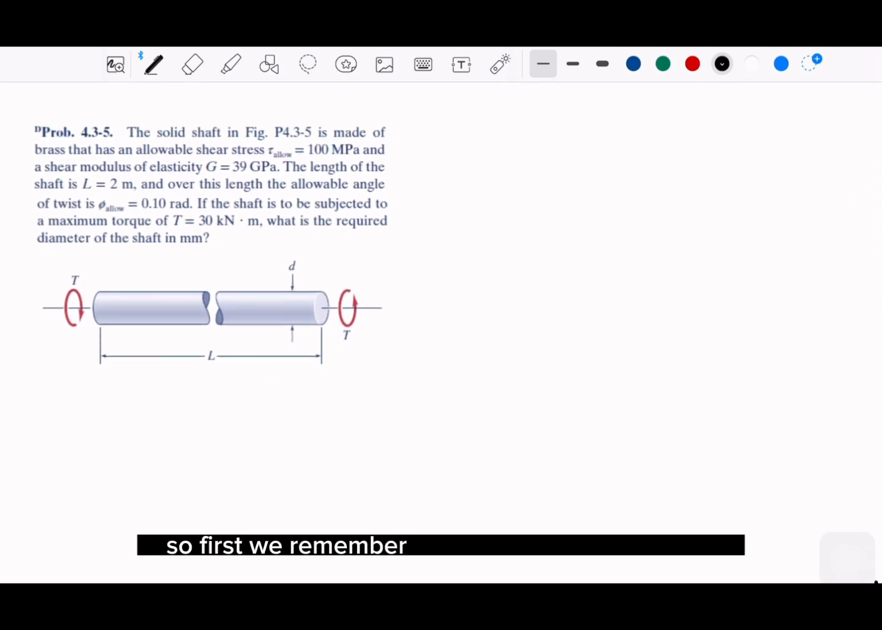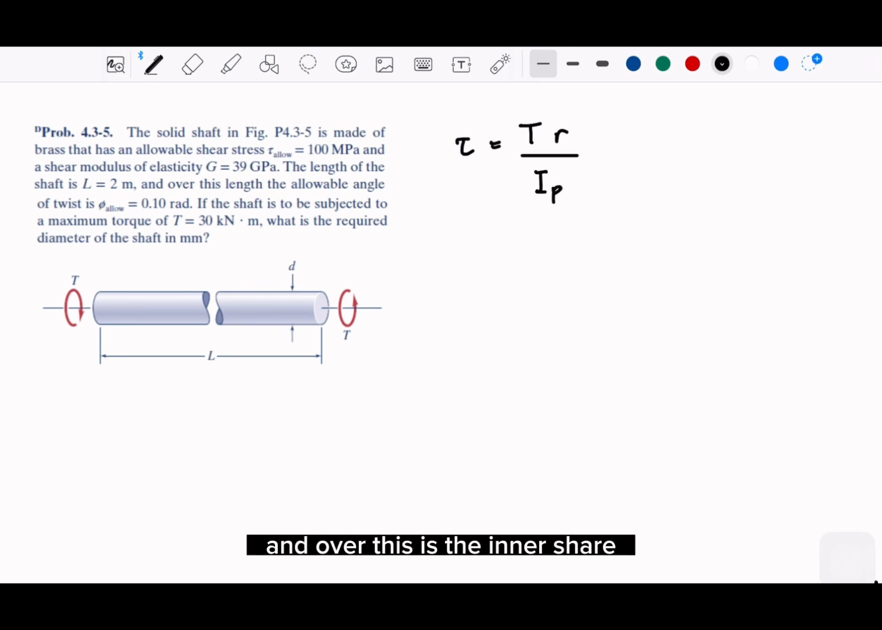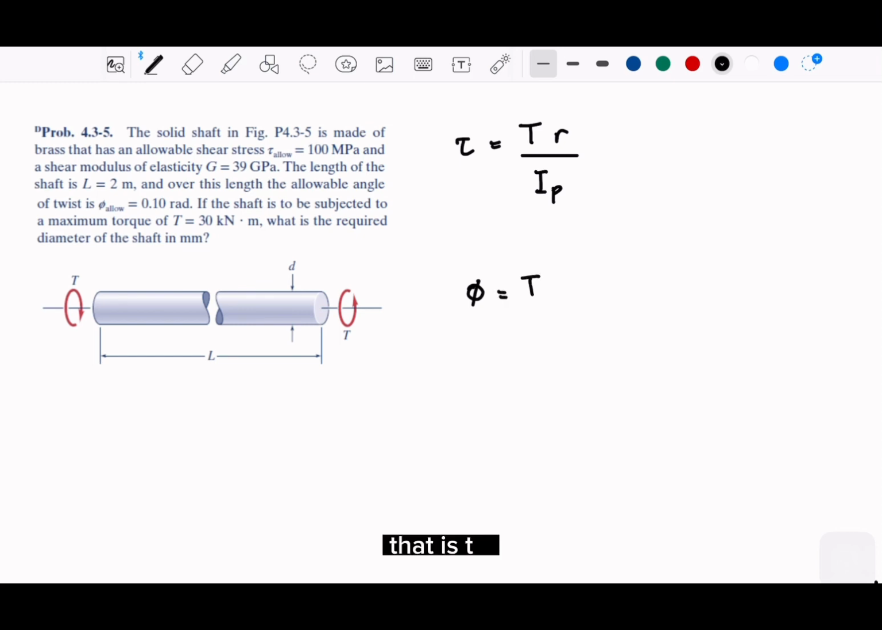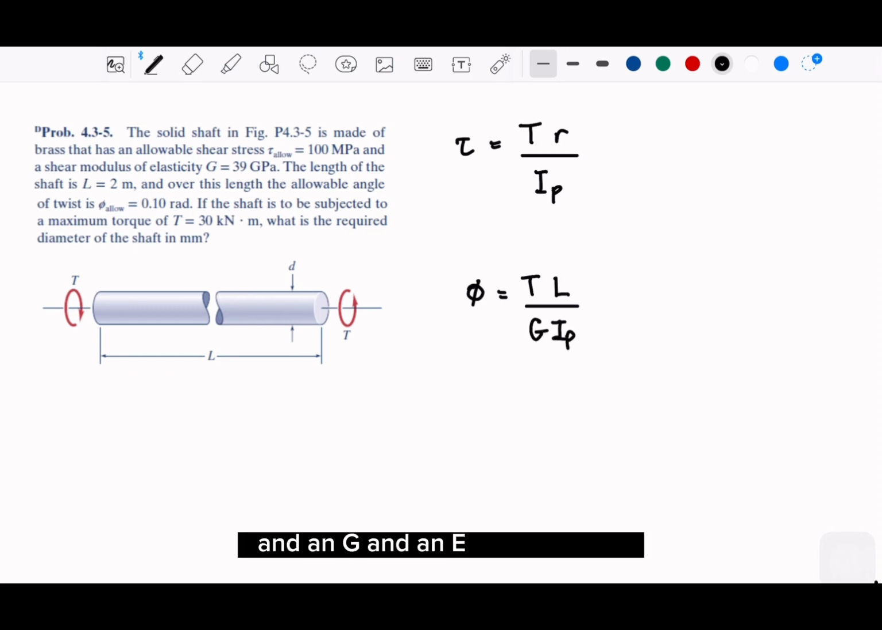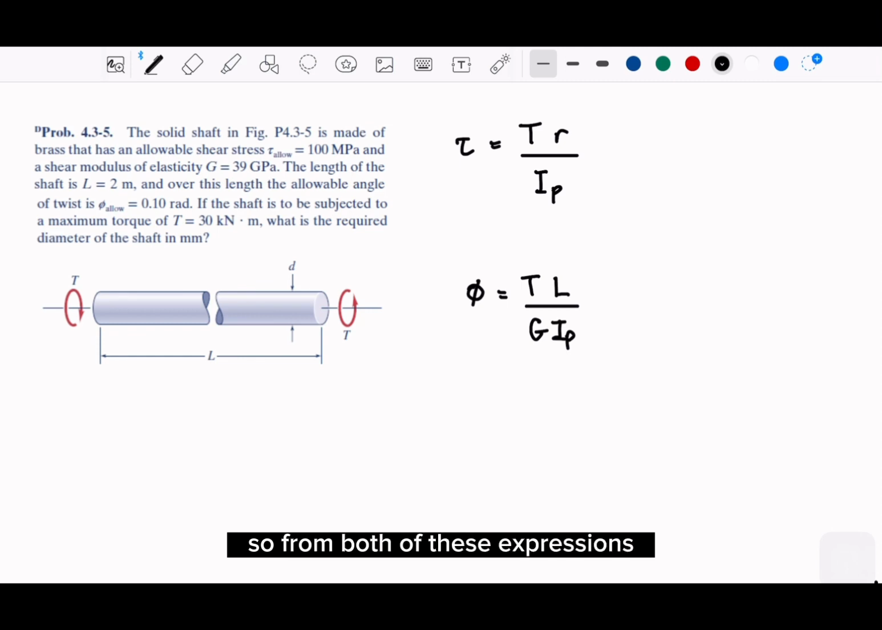So first, we remember that we have tau is equal to T, and then we say this is R, right? And over, this is the inertia, right? And we also have another formulation using the displacement for the twist angle. That is T, L, and then G, and then inertia, right? So from both of these expressions, we can get the diameter.